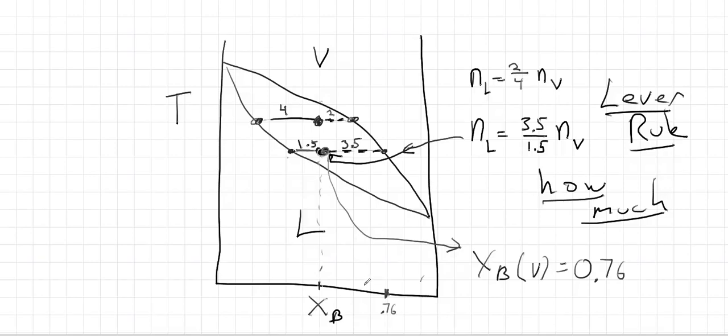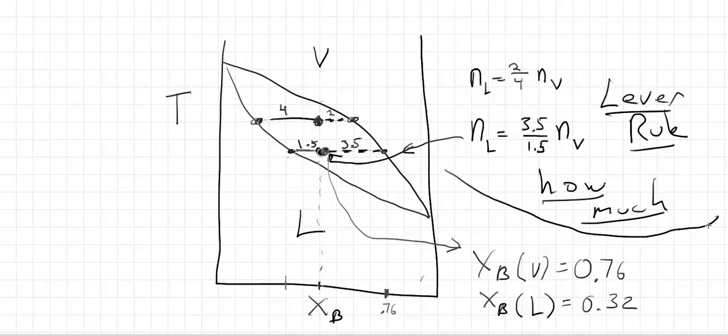Okay, now on the other hand, if we were to look at the liquid phase, so we come over here, go down here. That looks like it's about, so it looks like the mole fraction of B in the liquid phase is about 0.32. So basically, if we want to know the compositions, we don't use the lever rule. We just use where the ends of the tie lines are. So the lines that go across a two-phase region are called tie lines. So this whole region is a region where liquid plus vapor are coexisting.